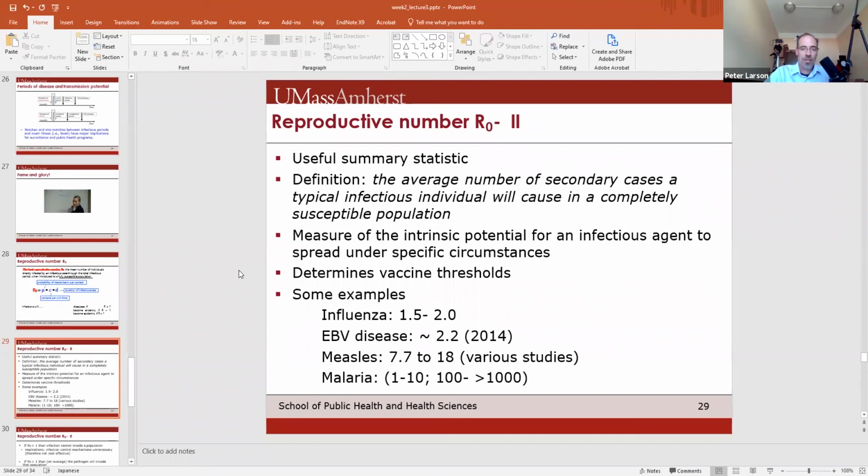So you often hear about this thing called herd immunity. And part of that is determined by how infectious the pathogen is, your level of herd immunity that needs to be induced by vaccines or illness.